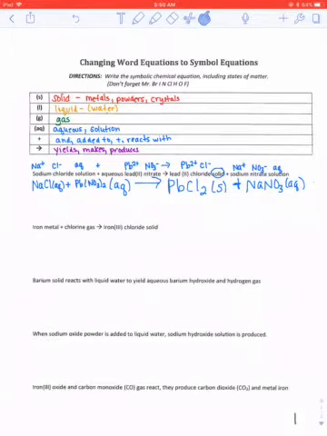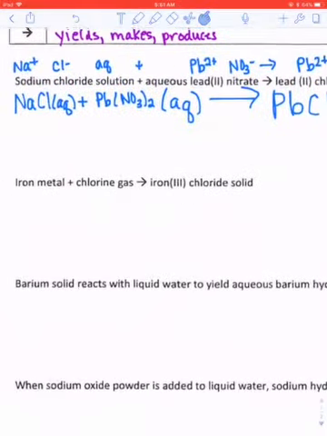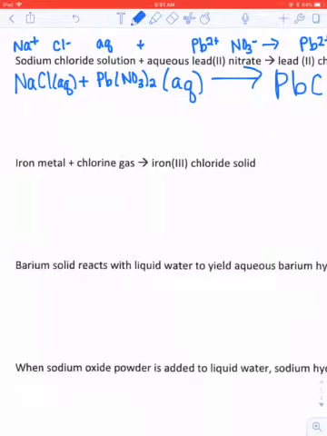Let's zoom in here a little bit so my writing doesn't stink so much. Alright, iron metal. This is when you know that it's just the symbol, metal, that's a solid. Chlorine gas.